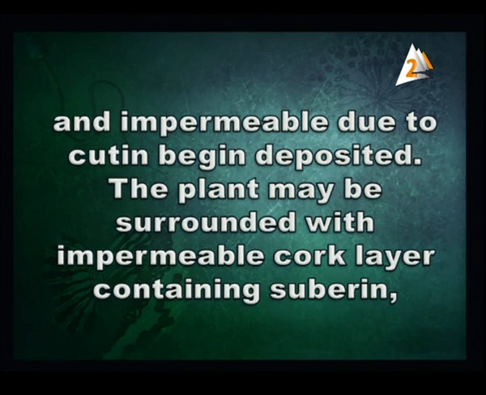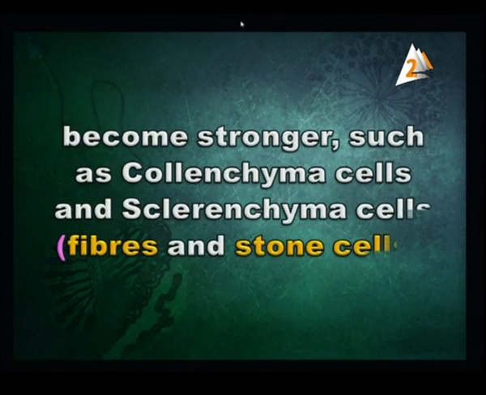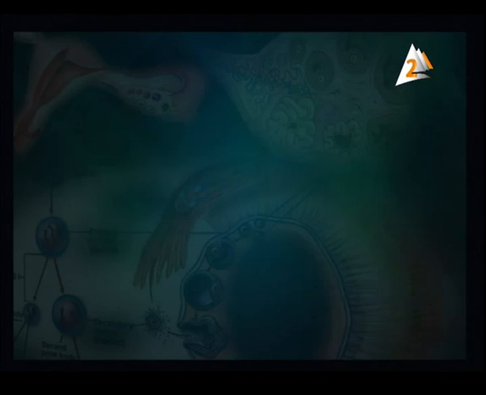The plant may be surrounded with impermeable cork layer containing suberin, cellulose, or lignin may be deposited in cell walls or in some of its parts, so these cells become stronger, such as collenchyma cells and sclerenchyma cells, I mean fibers and stone cells. Let's move to another item of questions.